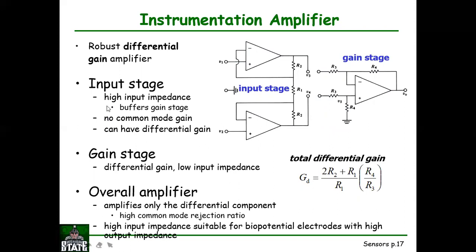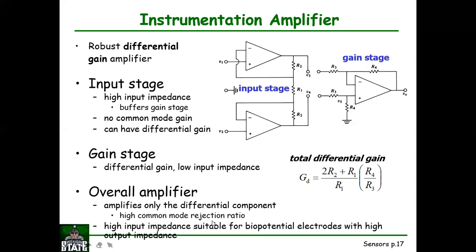So now see, input stage: high input impedance, no common mode gain. No common mode gain means what? We should not have V1 plus V2 as output. It should have differential gain, meaning V1 minus V2 should be the output. Gain stage: differential gain, as I have told you already, low input impedance should be there. Overall, the amplifier amplifies the differential component only.